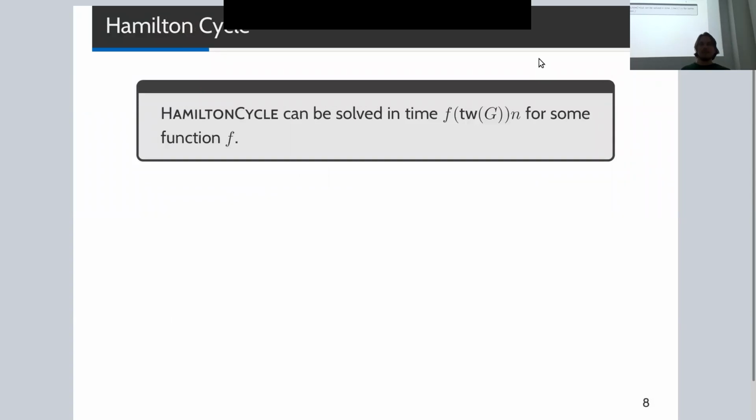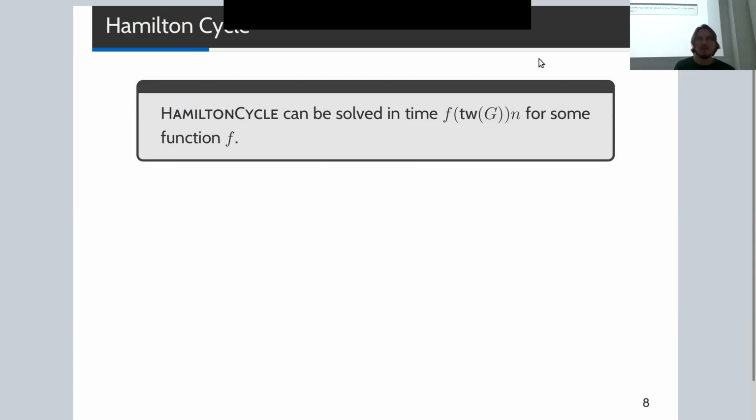Okay, then let's come to the next problem. So let's next consider Hamilton cycle, and you can show that you can solve Hamilton cycle in a similar time, some function of the tree width times n, where f is some arbitrary function.